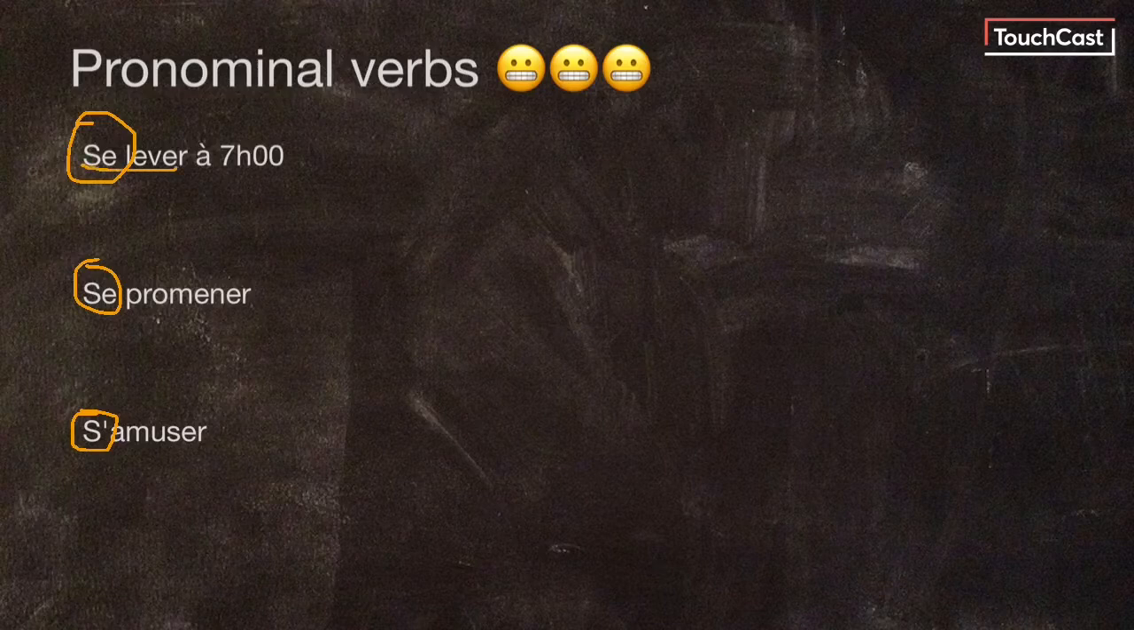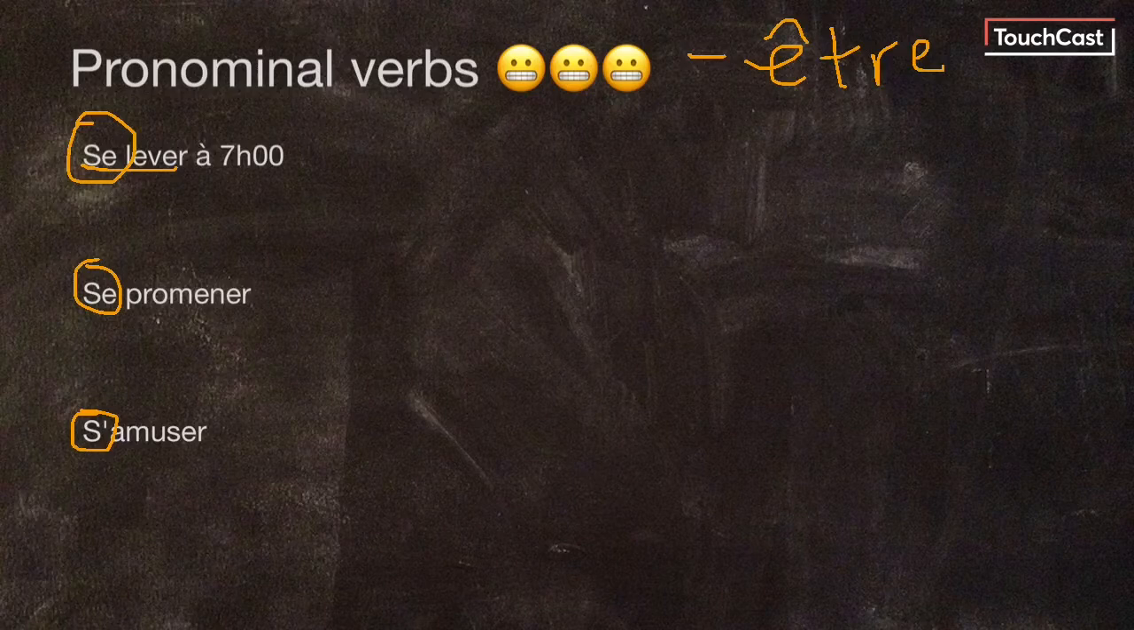So se lever, to get up at 7 o'clock. That is what they call a reflexive verb. And all of these verbs that use a pronoun, they fall into the house of être. So you will need to use être for them. And then, of course, because you use être, you have to worry about those pesky little agreement rules.